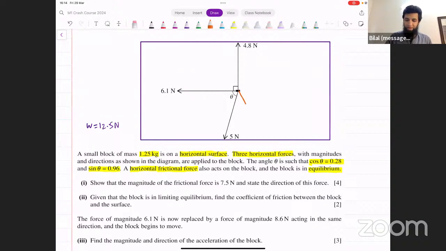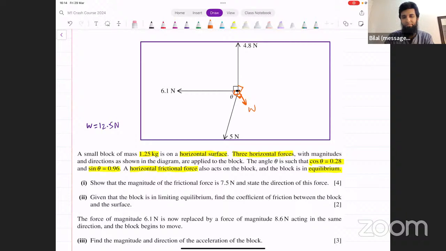Table looks like. Weight is going, how do I show this? Weight is going vertically downwards. Basically, this is perpendicular. This is 90 degrees. This is 90 degrees. And this is 90 degrees. All those forces have a 90 degrees angle with that weight. And that is going into the screen.